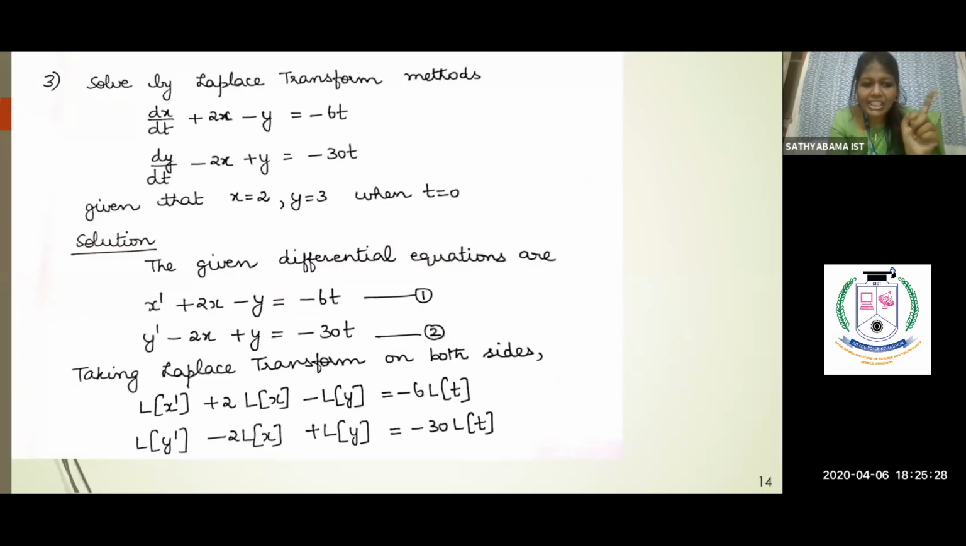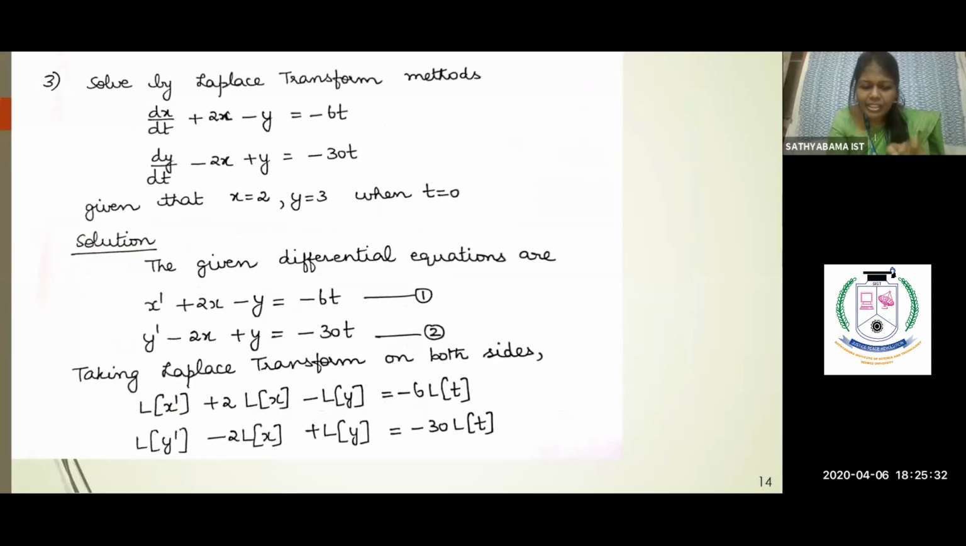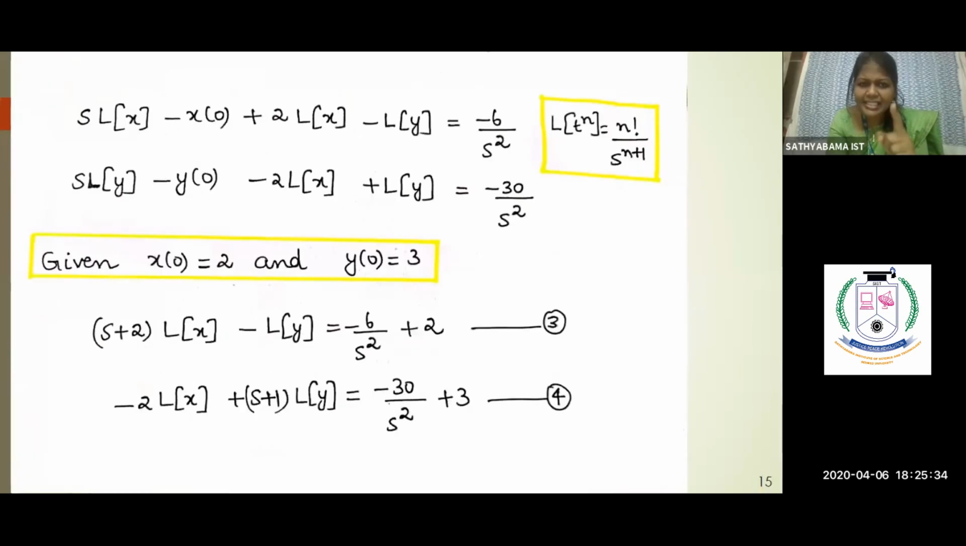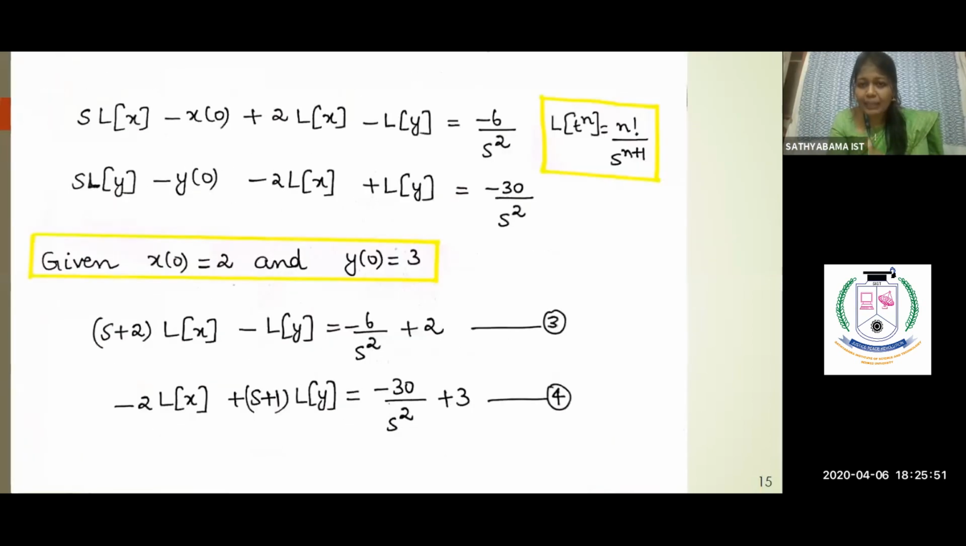What is L of x dash? Yes, s L of x minus x of 0, plus 2 into L of x minus L of y written as it is, equal to... how did I get the right side? Look at the formula that I've highlighted in yellow. What is Laplace of t power n? It is n factorial by s power n plus 1. So look at the right side, Laplace of t. What is Laplace of t? 1 factorial divided by s power 1 plus 1, which is s square.